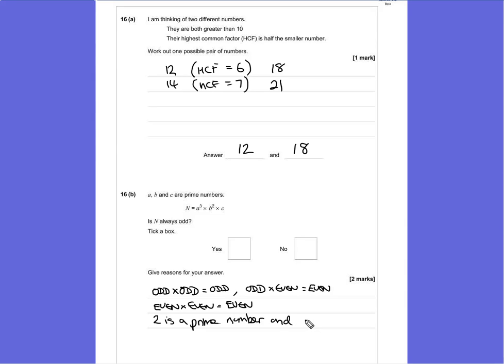So because it's a prime number, it could represent c, and therefore anything from the first 2, doesn't matter what a and b are, because we multiply here by c, so 2 could be c. The answer is no, because it's not always odd. There is a chance that your answer is going to be even. a, b and c could all be 2, in which case 2 times 2 times 2 times 2 times 2 times 2 is definitely even, in which case the answer here is definitely no.